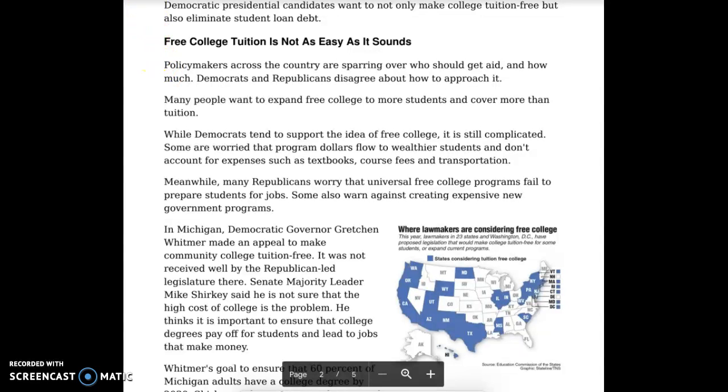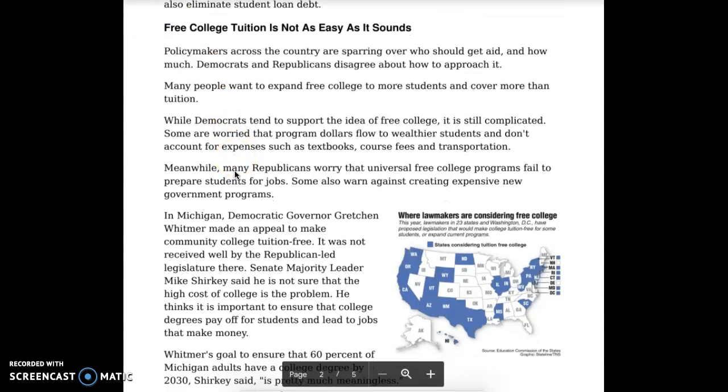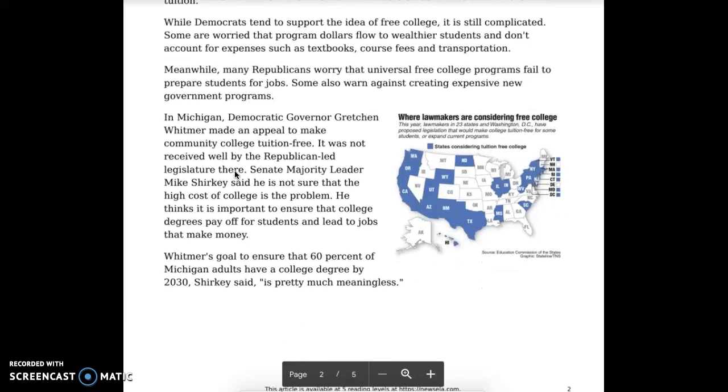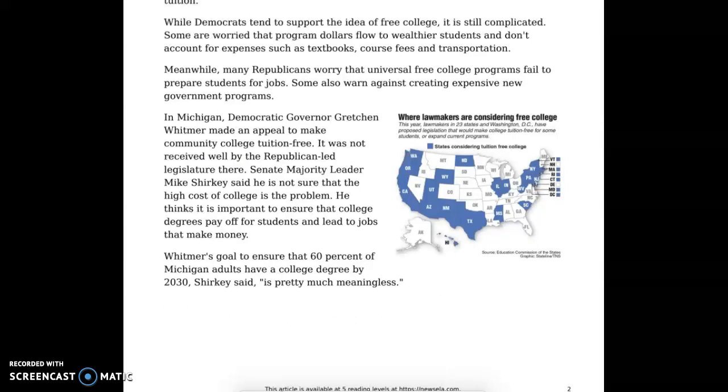Many people want to expand free college to more students and cover more than tuition. While Democrats tend to support the idea of free college, it is still complicated. Some are worried that program dollars flow to wealthier students and don't account for expenses such as textbooks, course fees, and transportation. Meanwhile, Republicans worry that universal free college programs fail to prepare students for jobs. Some also warn against creating expensive new government programs.